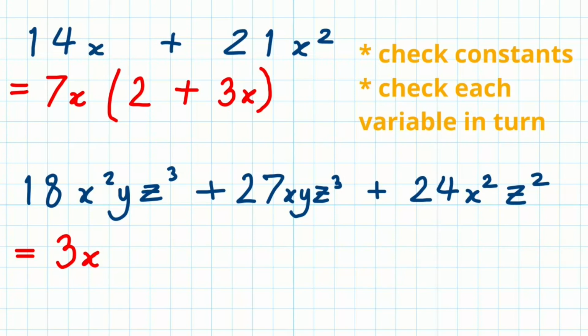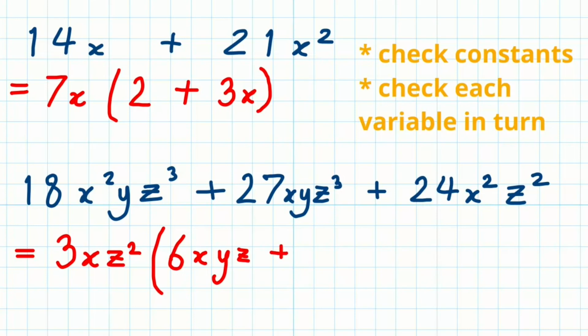And finally, we have z cubed, which would have factors of z cubed, z squared, z, or just 1. However, the third term only has z squared. So our common power of z would be z squared. So working forward, to make 3 into 18, we multiply it by 6. To make x into x squared, we multiply by x. We also need to multiply by y, and z squared into z cubed would need a z.